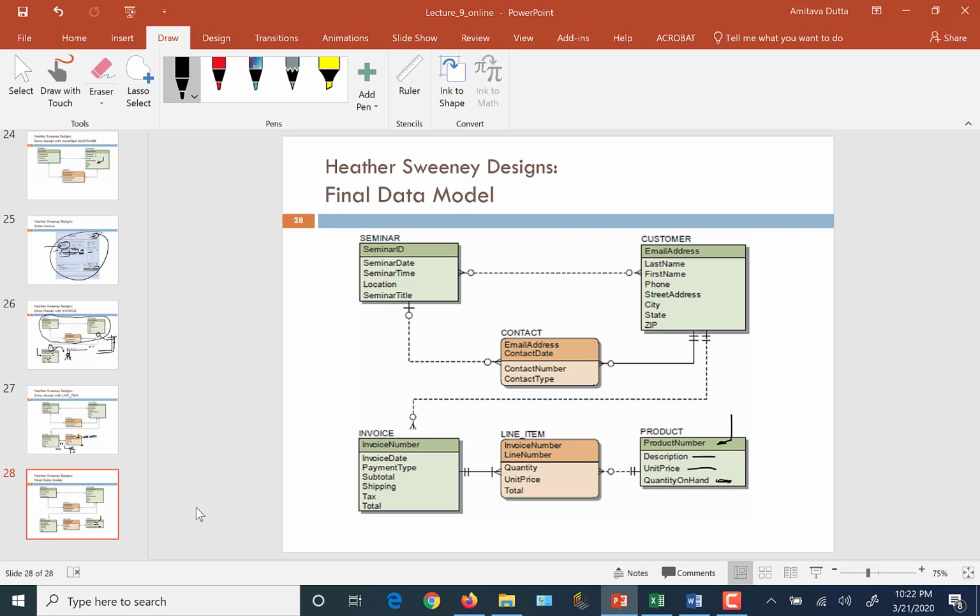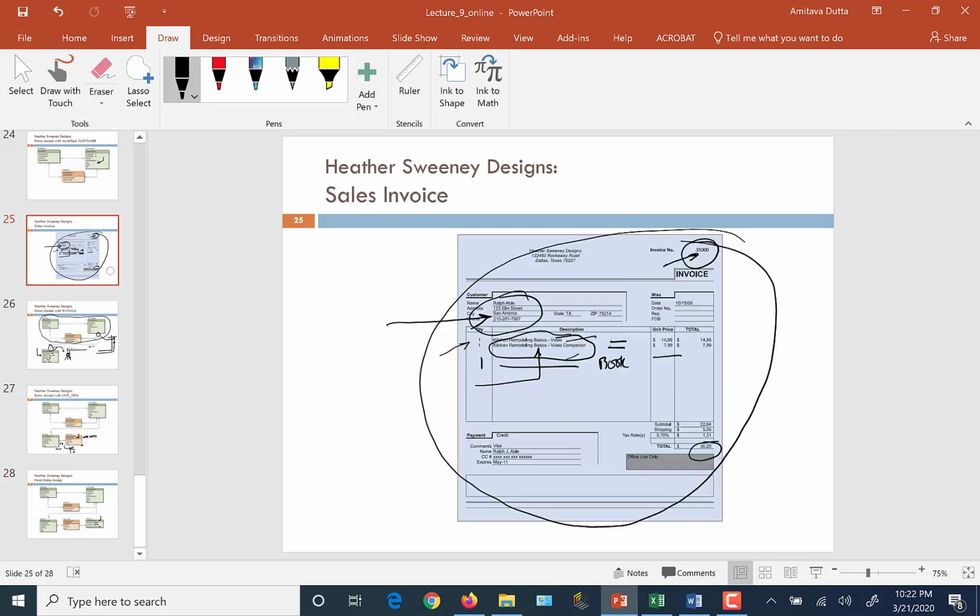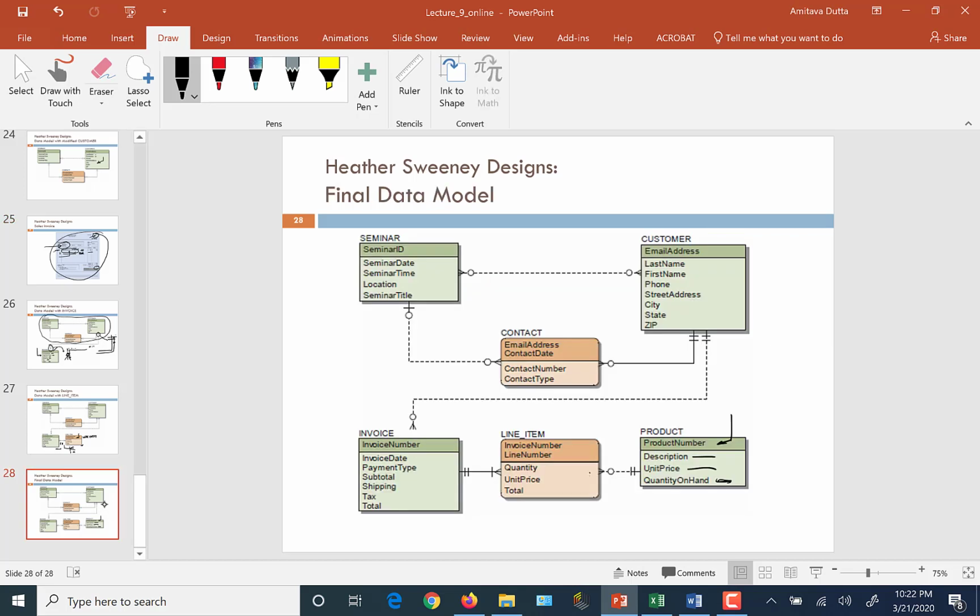So every line item can only refer to one product. So if you go back to the invoice, if you look at any one line item, it will not refer to more than one product. So one line refers to exactly one product, but the one product can show up on many different invoices, correct? So this is a one-to-many relationship.